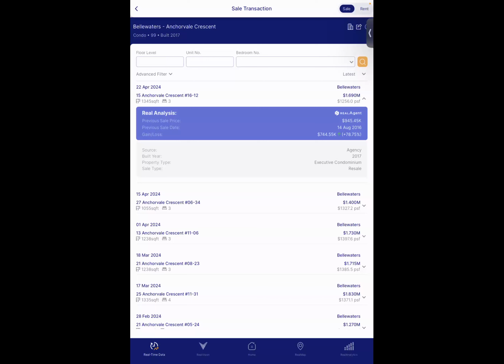You can see the information below. For every transaction, there's information below. The previous sale price, that means this person that sold off, when he bought, how much? He bought at 945K. Now he sells at 1.6 million. So he earns around 700K, 750K in fact. All the information is there. So far so good.